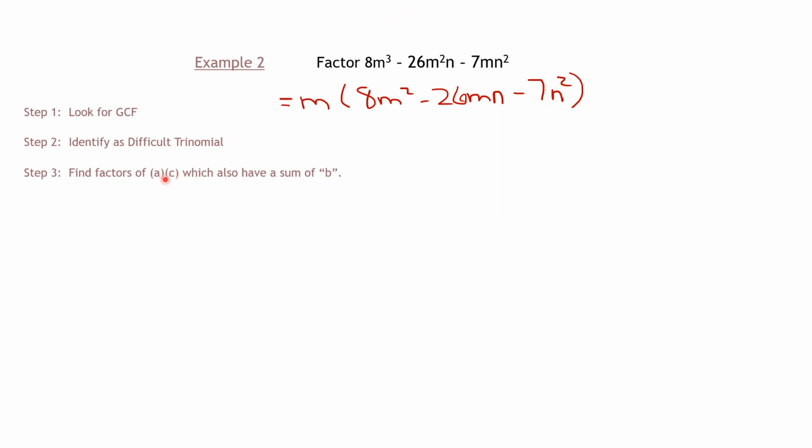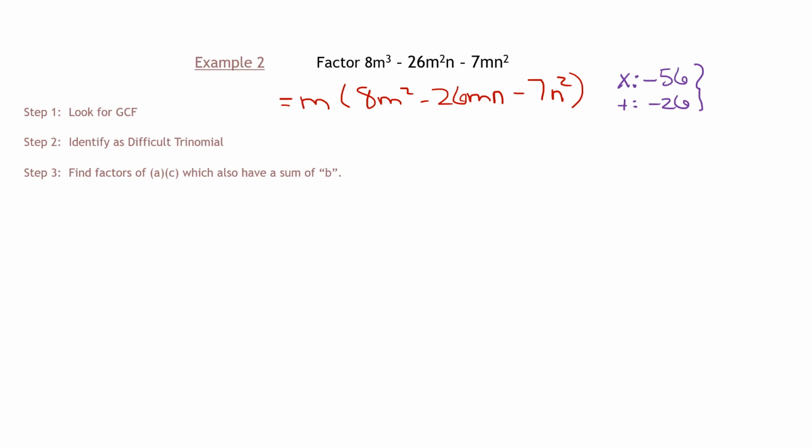Find factors of a and c, which also have the sum of b. So two numbers, so I'm going to multiply these two together first. So I'm looking for two numbers that multiply together to give me a negative 56. And they also have to add or subtract to give me the middle number. That's a negative 26. So think about that for a second. Did you figure out the numbers? You might have needed your calculator for a bit to go through some factors of 56. So what are two numbers that multiply to 56 and add or subtract to 26?